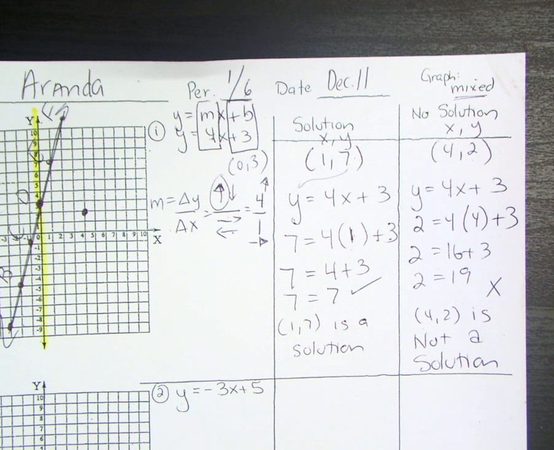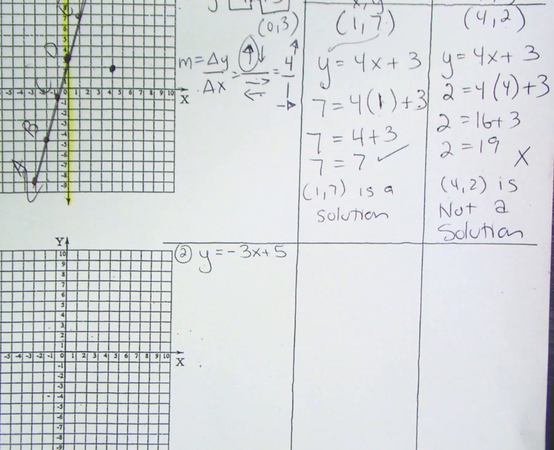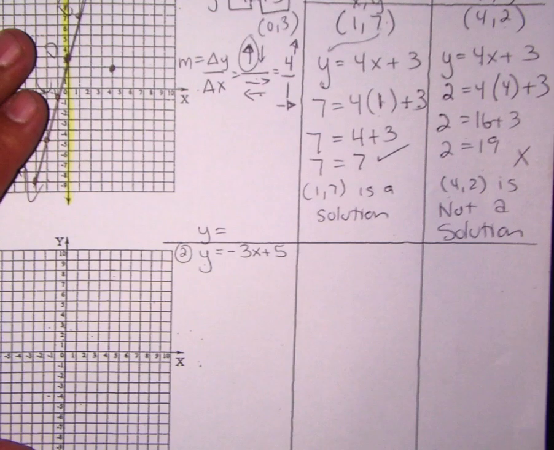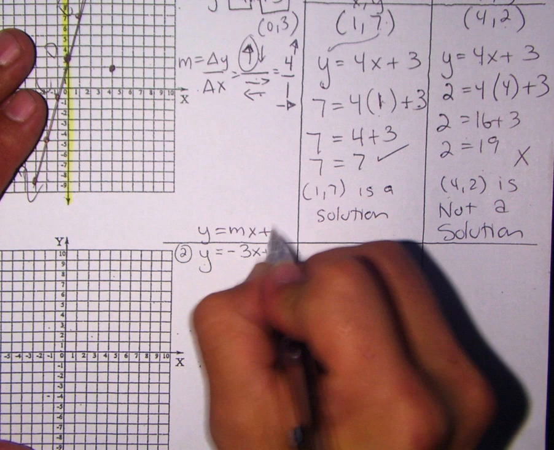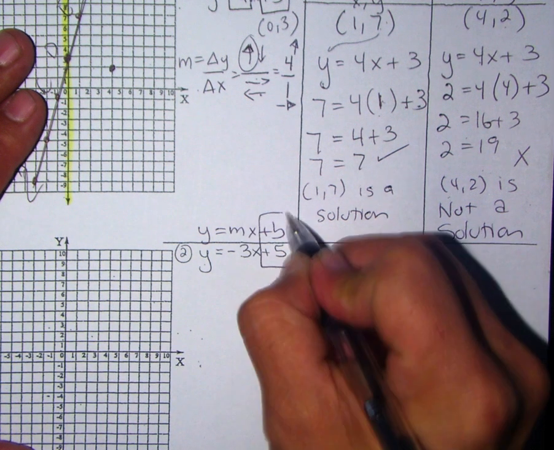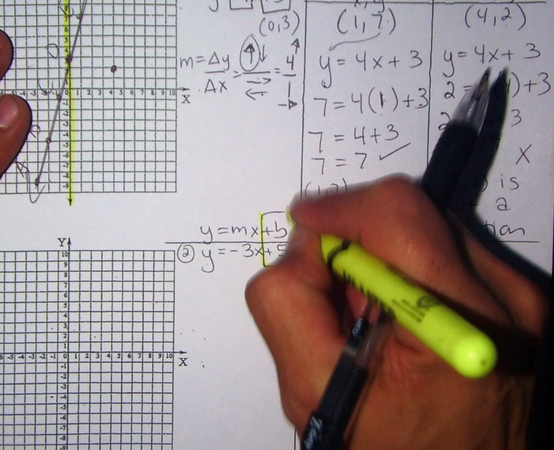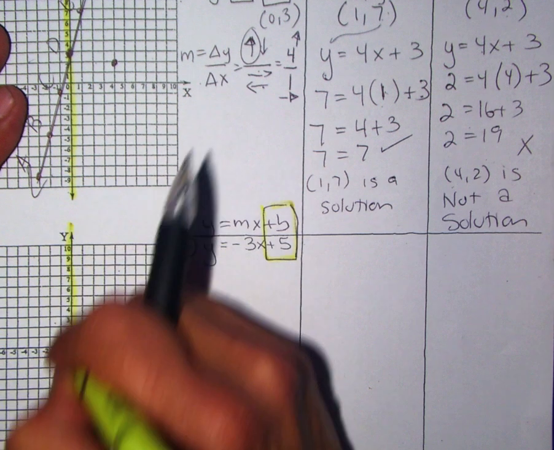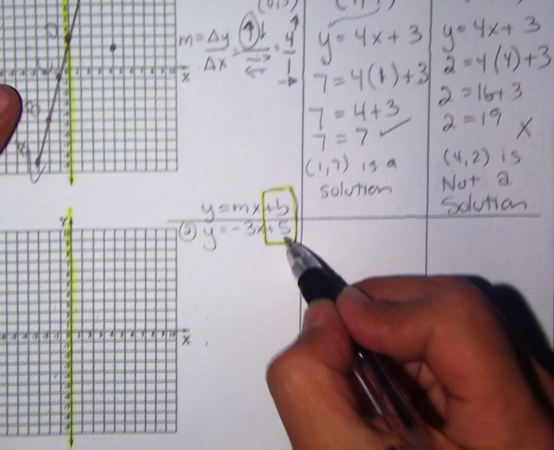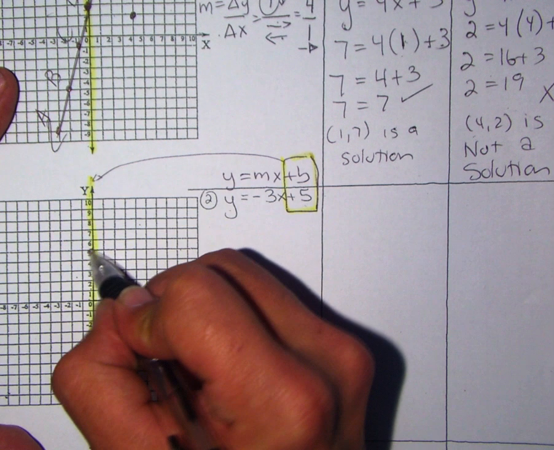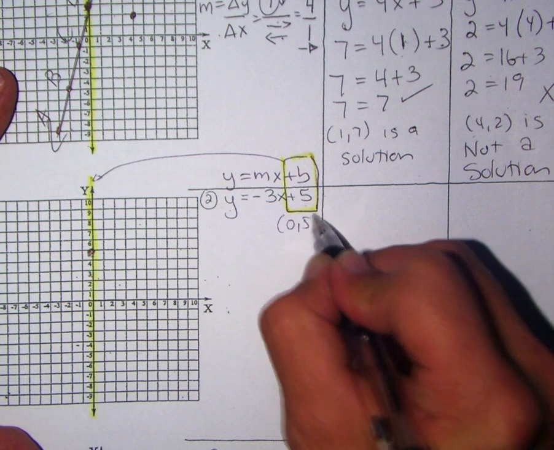So now let's do the second one. The second one is kind of the same thing. Again, the first thing I do is put y equals mx plus b. And again, your b is your starting point. That's your b right here, and it's your plus 5. Where's your 5? Right there. That's your 5, which is (0, 5).